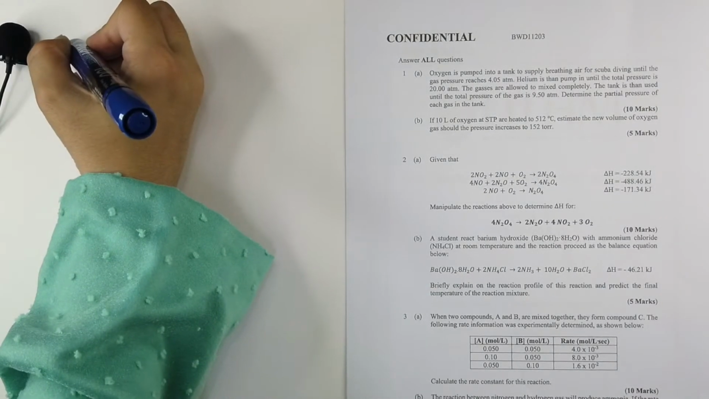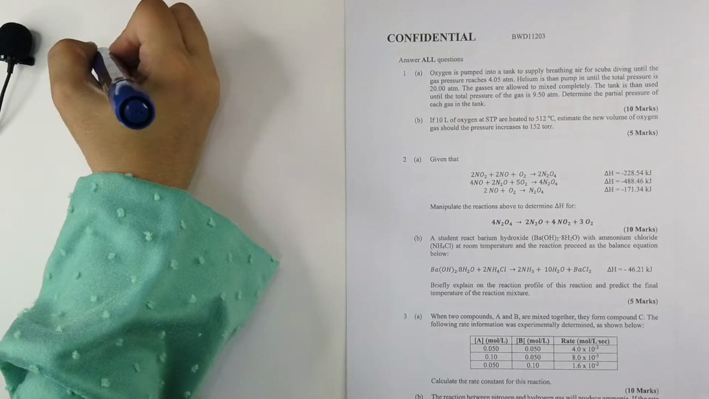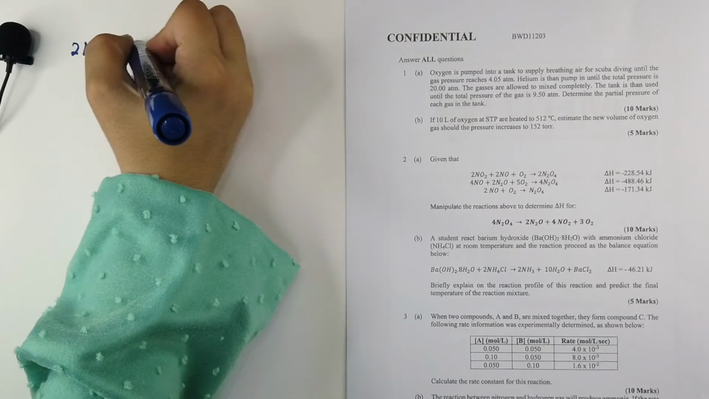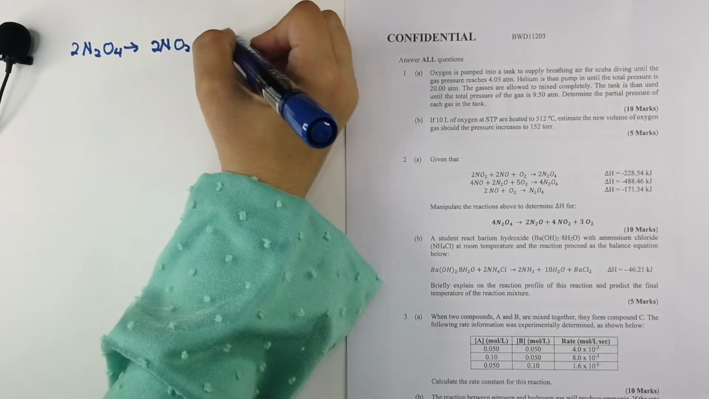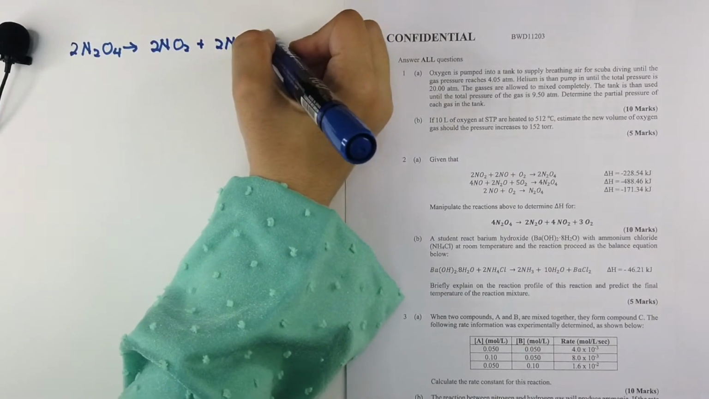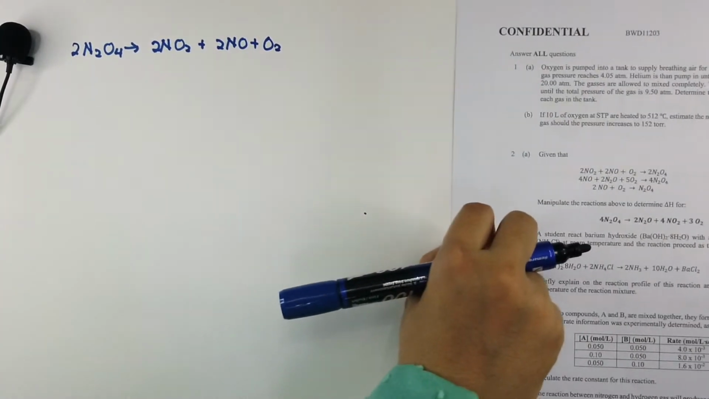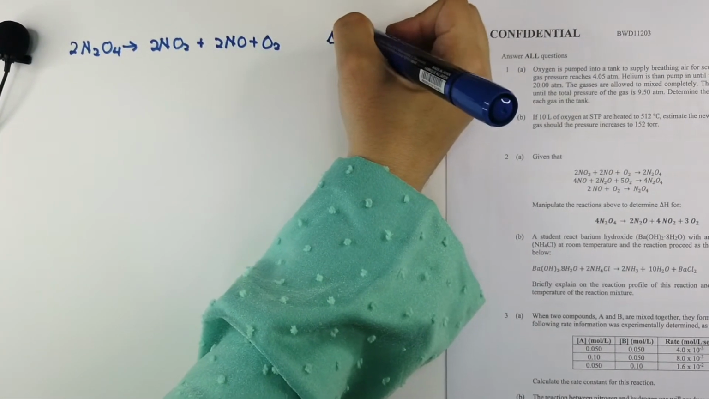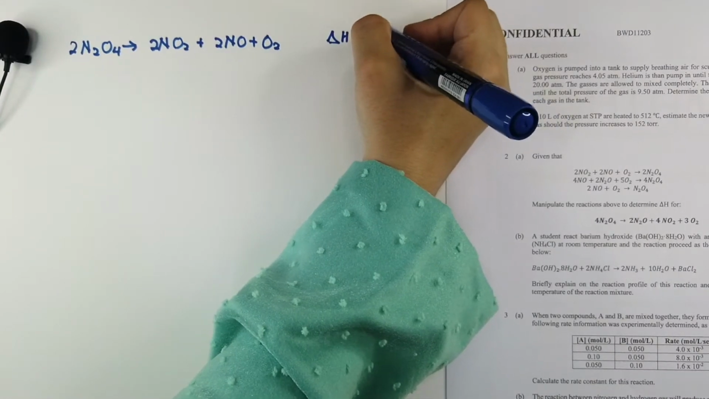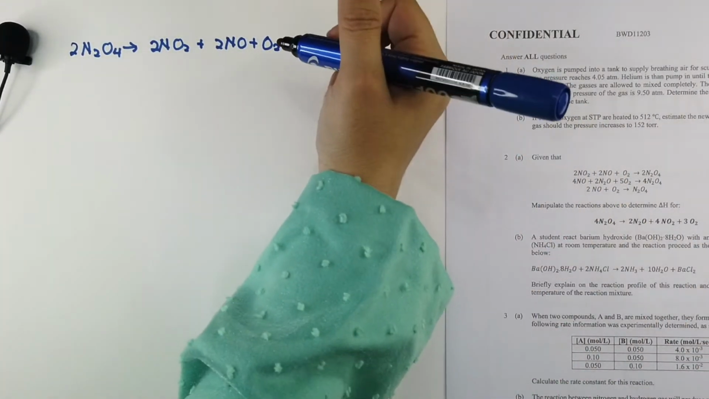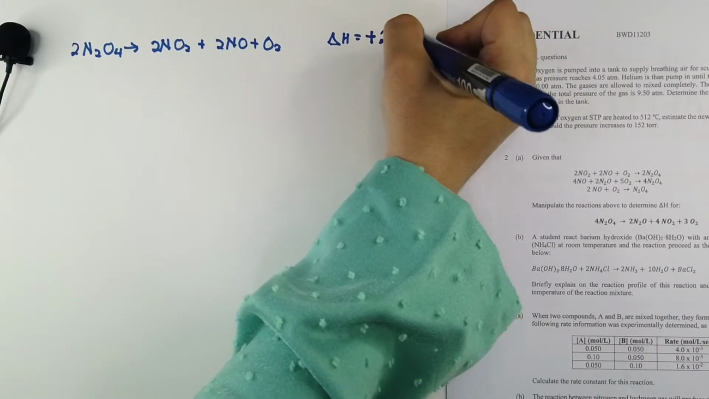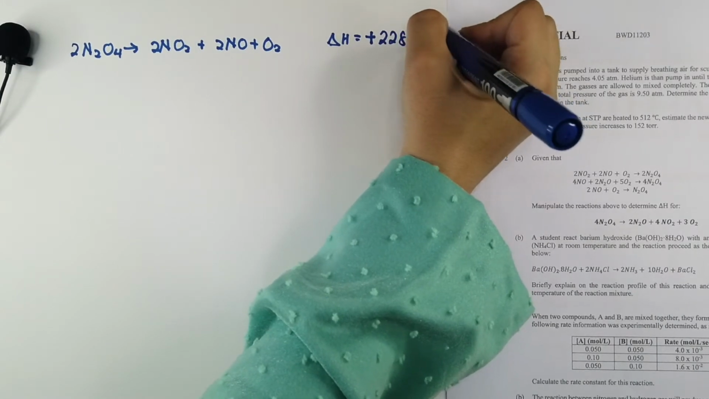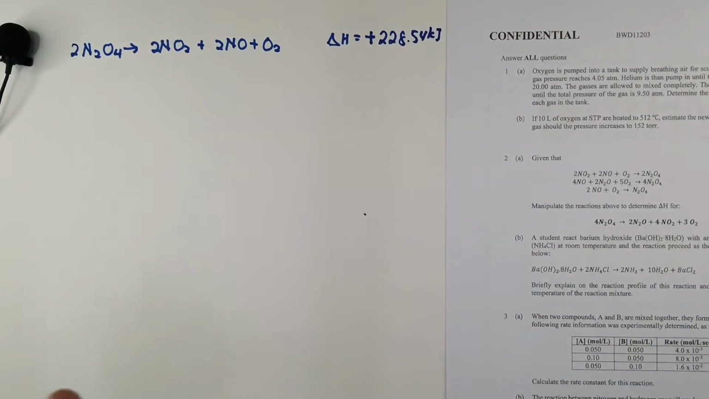So therefore you should get 2N2O4 shall produce 2NO2 plus 2NO plus O2, whereby the delta H should be equivalent to positive. See, at first it is negative, so it turns into positive. So now positive 228.54 kilojoule. Okay, so what else do you need to do with this equation?